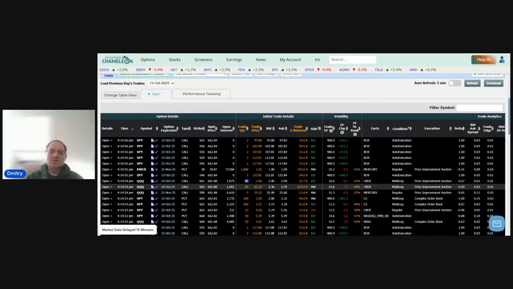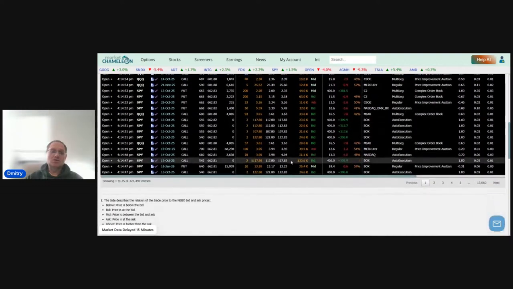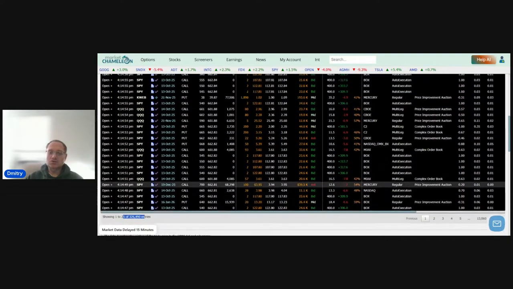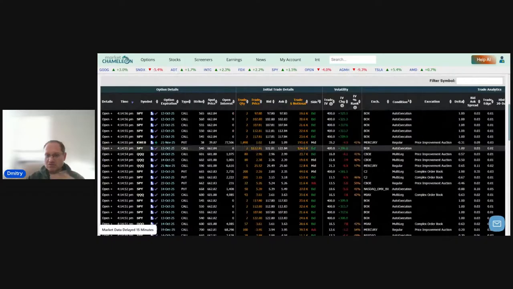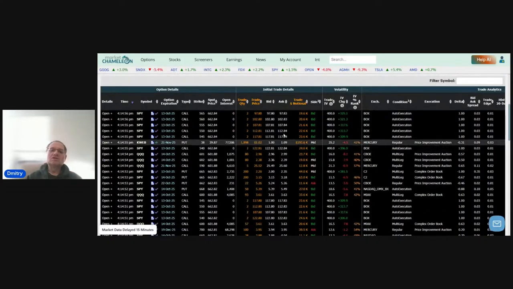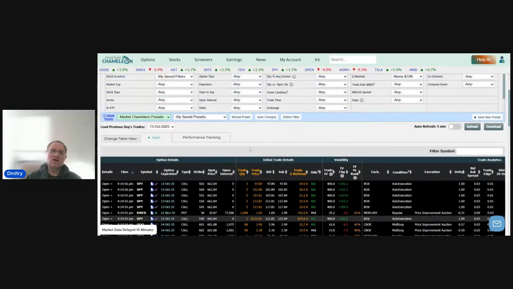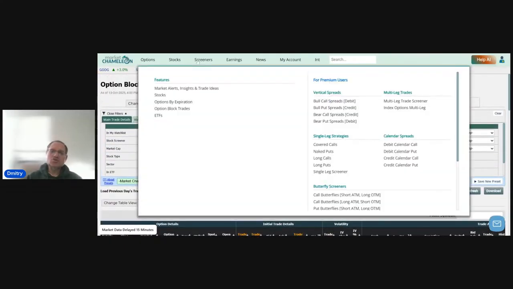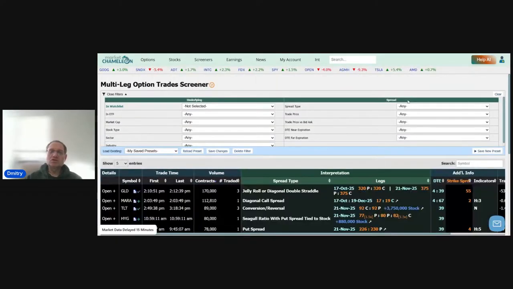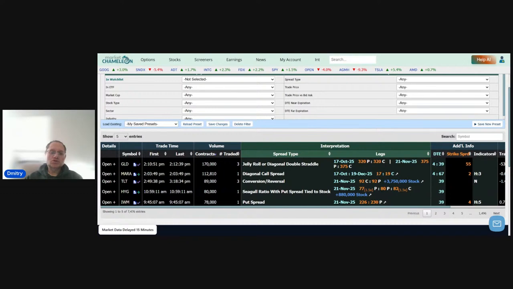And of course, it would be difficult to go through each one, because you could see here there are lots of trades going on throughout the day. So you need some kind of software to help you detect these trades and organize them. So that's the first step. And to do that, we're going to go over here under screeners, under multi-leg trades. We're going to take a look at the multi-leg trade screener. What this does is the software collects this data for us, runs the analysis, and then creates this multi-leg screener.